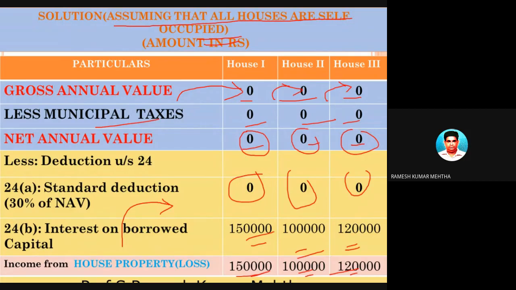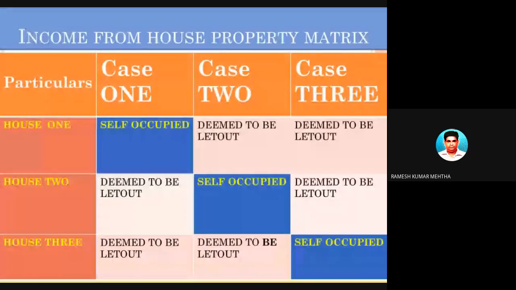So the first two steps are over. What are the first two steps? All three houses were deemed to be let out, and I found out the income from the house property. This is number one. Step number two is I assume that the house properties are self-occupied, and I found out the income from house properties. So this is what was done in the previous steps: step one, step two.